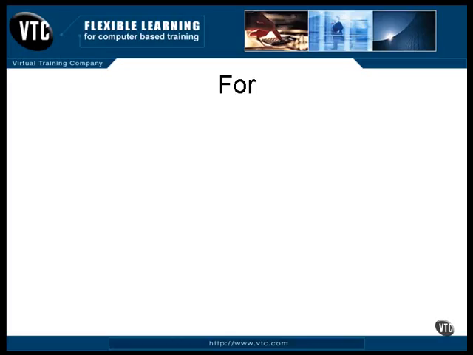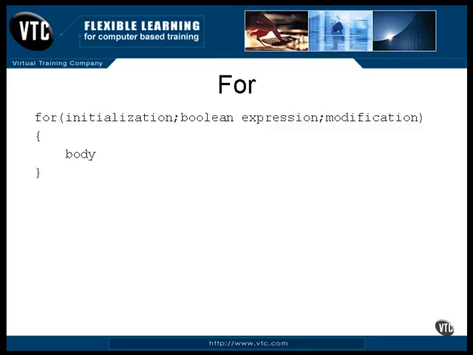The for loop is the workhorse of the loops. It's the one that's used the most often, and that's probably because it's the most flexible. Here's its structure. To create a for loop, you need to specify the initialization, the Boolean expression, the modification code, and the body of the loop.